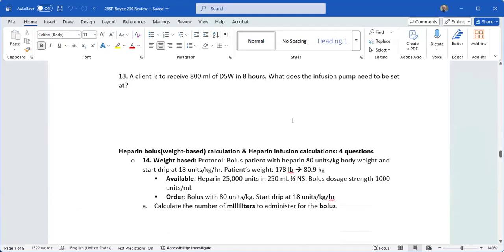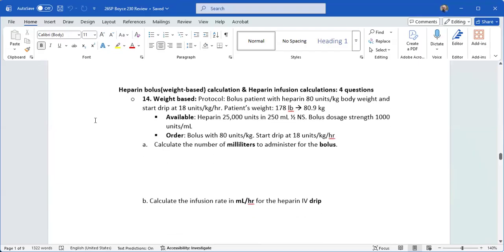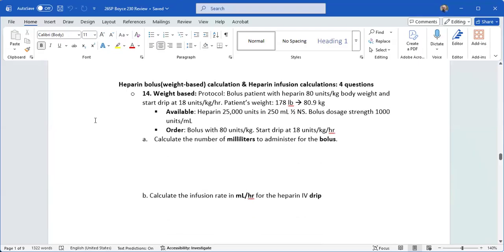All right. So when we get to the heparin questions, there's a variety of questions that you might get asked. You might get asked basically a two-part question where it'll ask you to calculate a bolus and to calculate an infusion rate. So I'm going to show you both those things and how to get to that with these examples here.